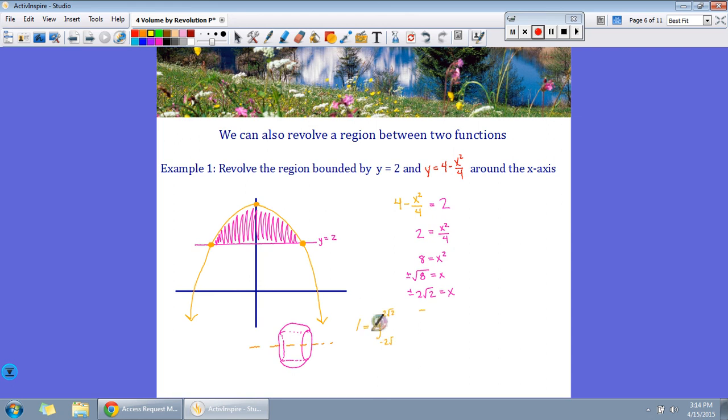Then I'm going to set up my integral from negative 2 square root of 2 to positive 2 square root of 2. I'm going to use my pi, and then I'm going to have my outer radius, which is the 4 minus x squared divided by 4 squared, and then I'm subtracting the inner radius, which is 2 squared. I did this one on the calculator, so we have pi times 42.37784, which is 132.694 units cubed.